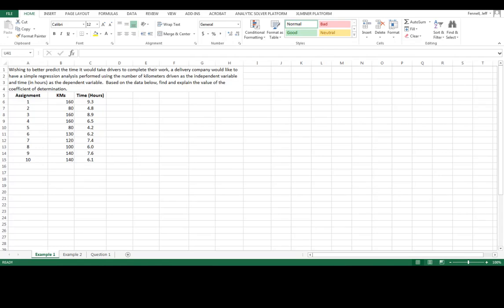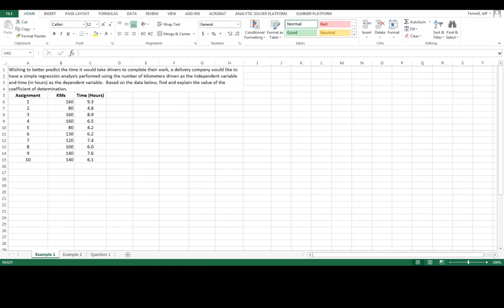We're now going to look at how to complete multiple regression within Excel. But in order to start that discussion, let's look at why we might want to consider multiple regression. Here we have a delivery company looking at how long it takes their employees to complete their work. They've decided to explore the independent variable of kilometers and see if that will accurately predict their time of completion.